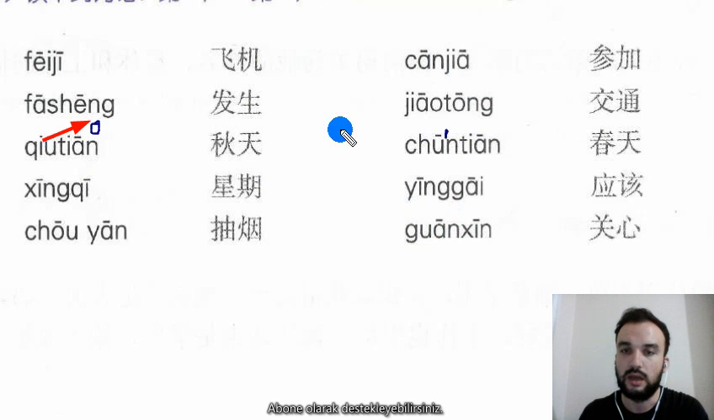Okay, guys, you should practice these pinyin and tones a lot. In this way, you can improve your pronunciation in Chinese.